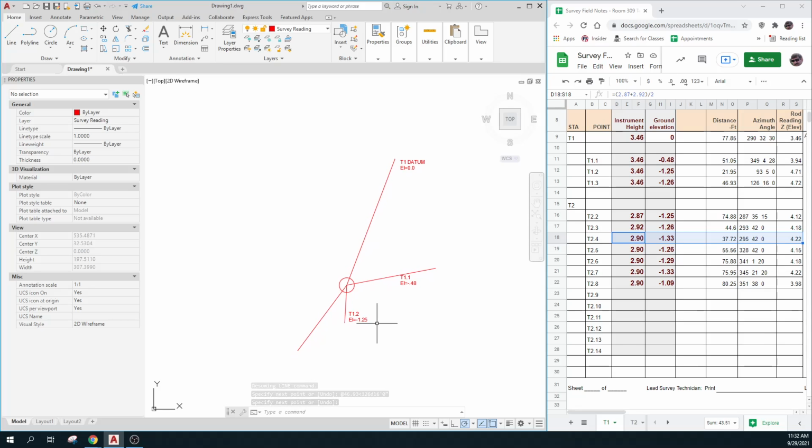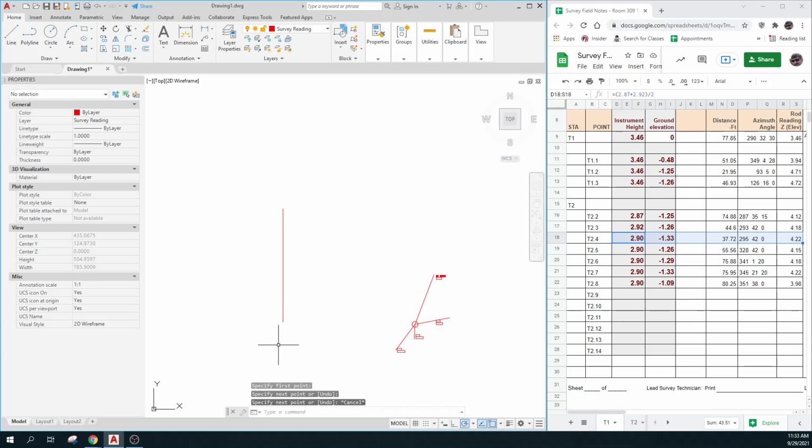And they look like they're in a pretty straight line. That's T1.3. And minus 1.26. Okay, then when I draw my north line over here, I can do my align command.